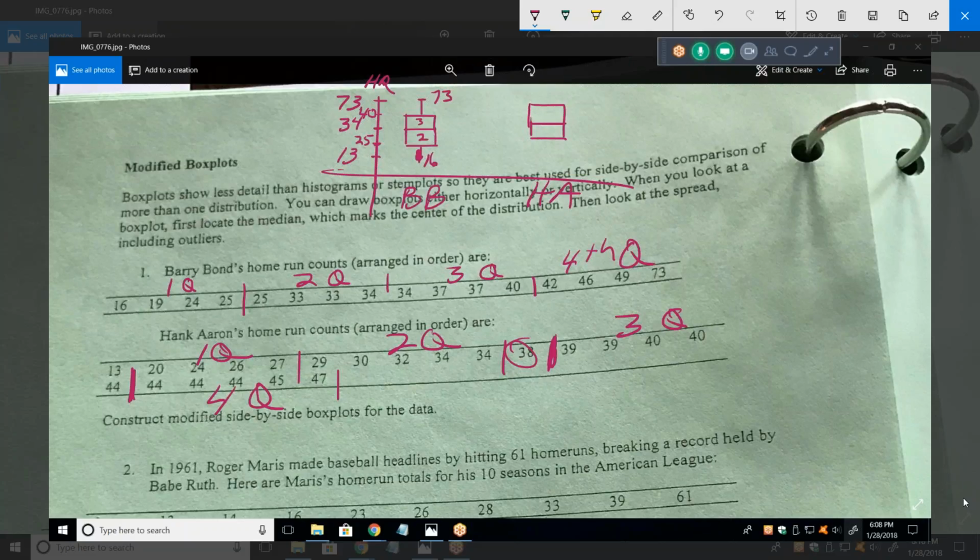This is the second and the third. And let me just label that. That's 44. That is 29. And the median was 38. And let's go back and look at Barry Bonds. This is obviously an argument as to why Hank Aaron's is better, right? I mean, every aspect is better.